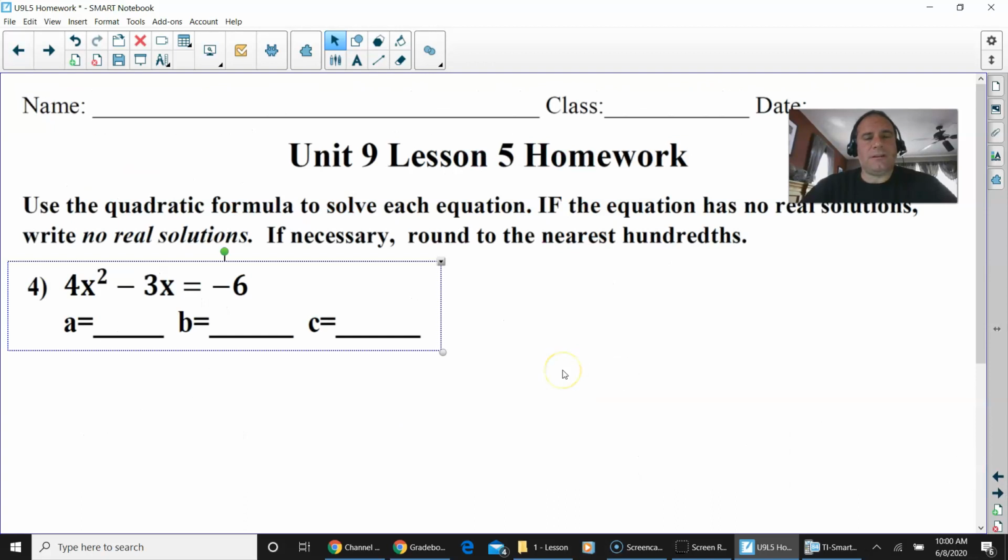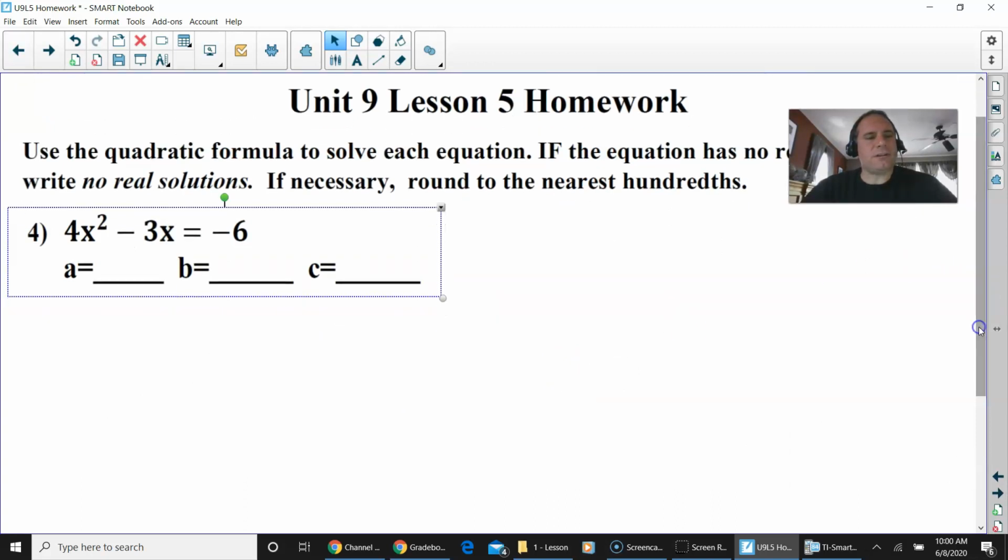Alright, so here's one problem that you are going to have to work on just a little bit. This negative 6 has to go over to the other side and then just rewrite it. And then put the A, B, and C down. Use the quadratic formula like you're used to doing, and that's it. And we'll come back with the answers and review it. Press pause now.